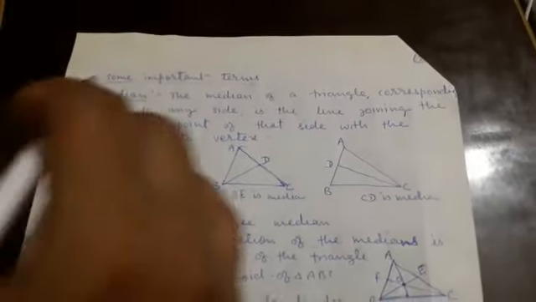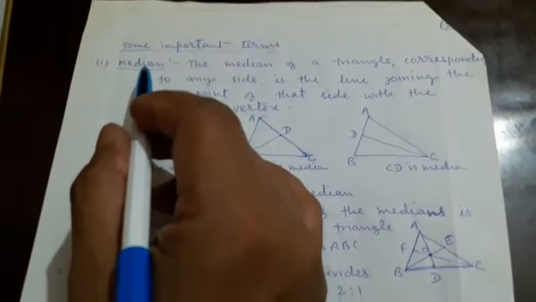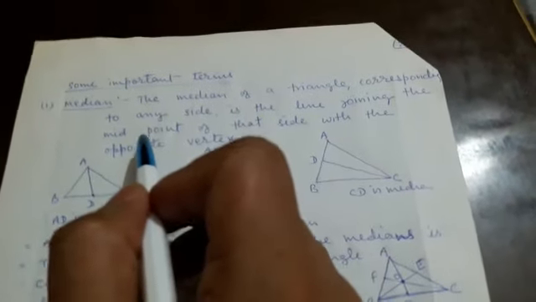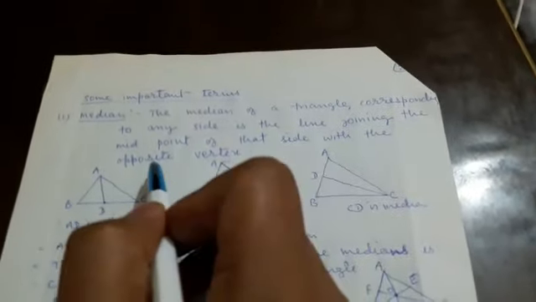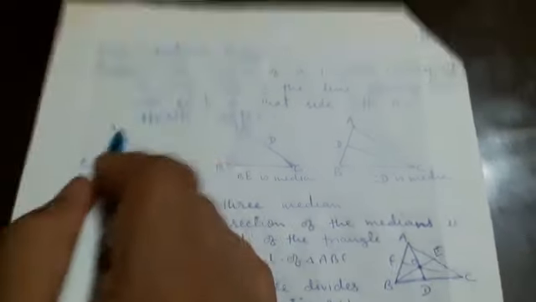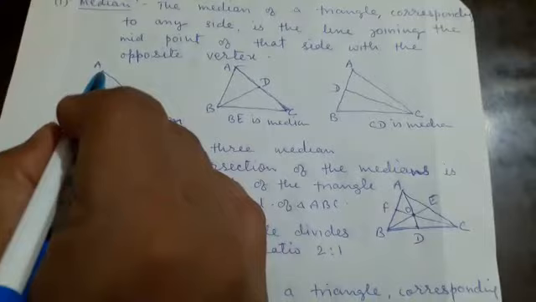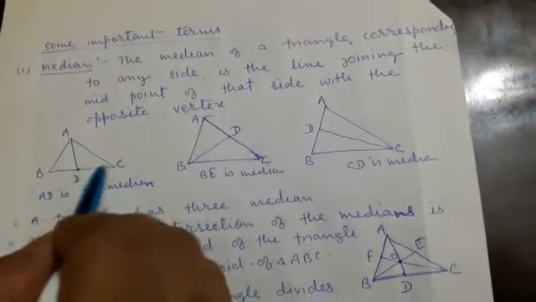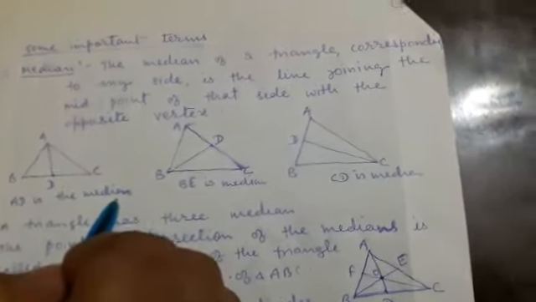Now we will see some important terms. First, median. Whom will we say median? The median of a triangle corresponding to any side is the line joining the midpoint of that side with the opposite vertex. See, this ABC is a triangle, and from the vertex of point A a line is drawn, and this line AD is joining the midpoint of BC, therefore AD will be the median.